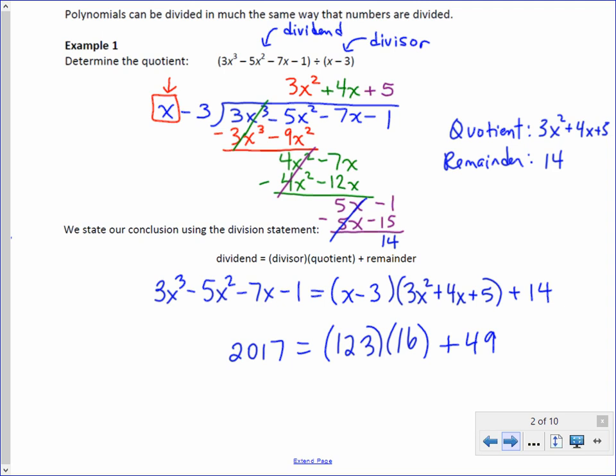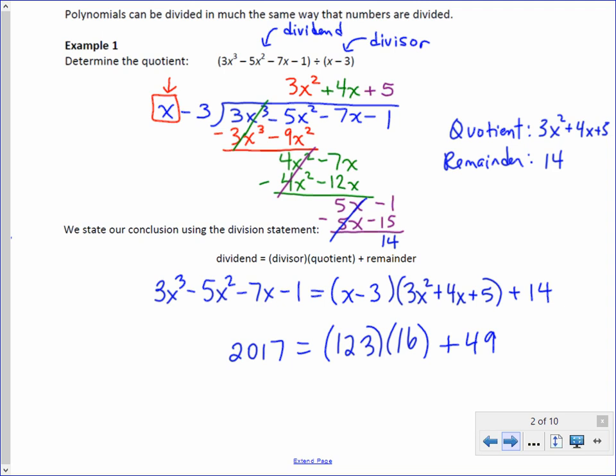So the result is, this is sometimes the way they want you to write your answer. Now, if the question just says divide, it doesn't say write your answer using the division statement, then this is what you write, what you have here. But if it says write your answer using the division statement, then I'm expecting you to write it like this.